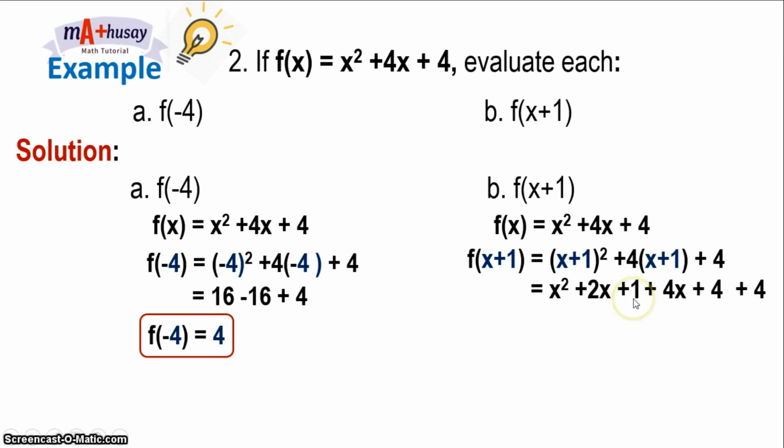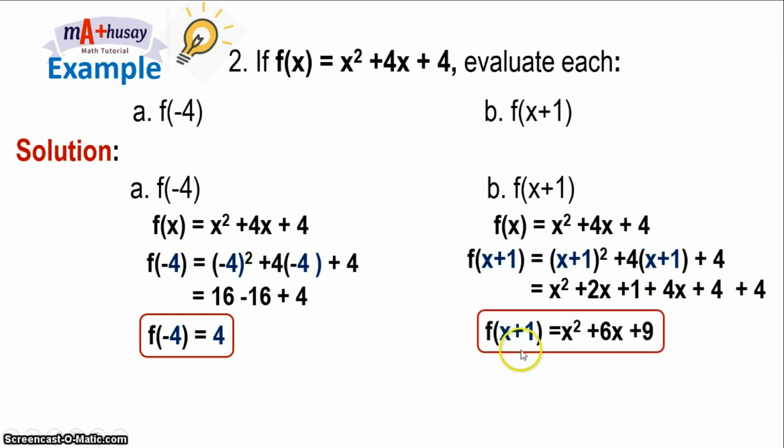So, we have f of x sub 1 equals x squared. So, again, 2x plus 4x is 6x. Now, the constant that we have is 1 plus 4 plus 4 is 9. So, f of x sub 1 is equal to x squared plus 6x plus 9. So, ganyang kadaling mag-evaluate ng function.